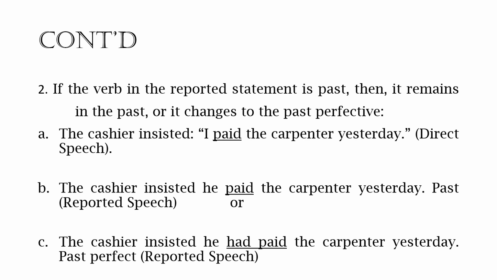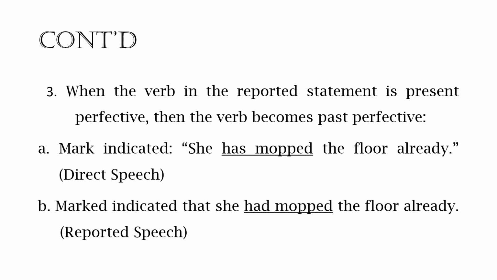The cashier insisted: I paid the carpenter yesterday. Insisted is in the past. Paid is in the past. The cashier insisted he paid the carpenter yesterday. Paid, past. The cashier insisted he had paid the carpenter yesterday. Insisted is in the past. Had paid is in the past perfect. When the verb in the reported statement is present perfect, then the verb becomes past perfect. Mark indicated she has mopped. Indicated is in the past. Has mopped, present perfect. Now we change it to: Mark indicated that she had mopped the floor. Indicated is in the past. Had mopped, which was in the present perfective aspect, has now changed to become past perfect.